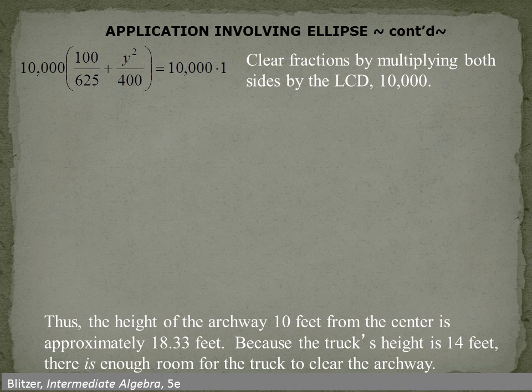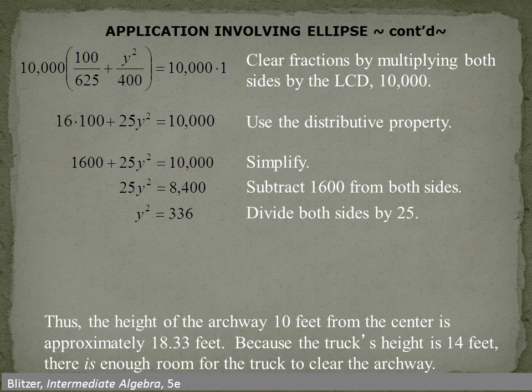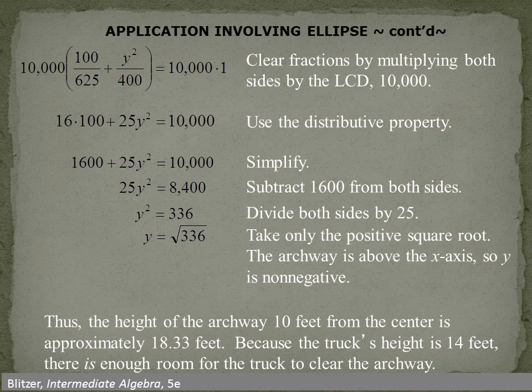So the next step would be to clear the fractions by multiplying both sides by the least common denominator, which is 10,000. Then we want to use the distributive property followed by simplifying. Then we subtract 1600 from both sides, divide both sides by 25, and we take only the positive square root.